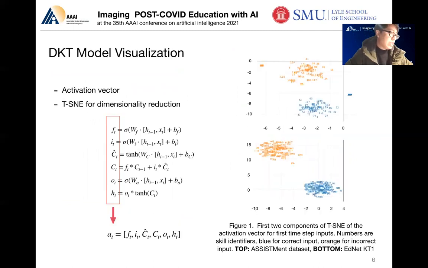In this work, we mainly use visualization to demonstrate our methodologies, and we use t-SNE for dimensionality reduction. We concatenate the 6 intermediate outputs from the LSTM to form what we call the activation vector. In this figure, we plot the first two components of the t-SNE of the activation vector for first-time step inputs. Numbers are skill IDs, and we use blue for correct inputs, orange for incorrect inputs. As we can see, this model is more sensitive to the correctness rather than the skill IDs.